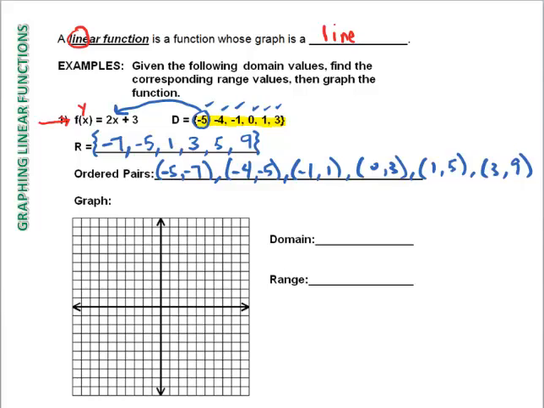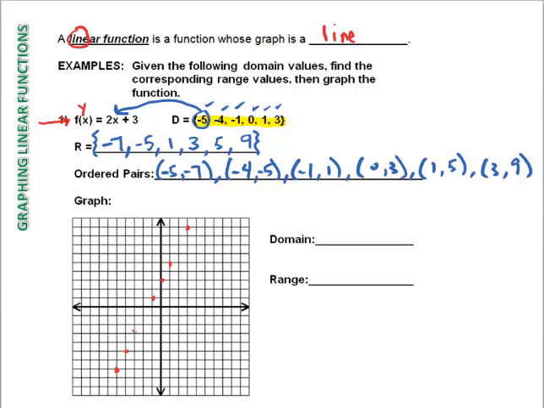Now we're going to graph each of these ordered pairs. So -5, -7: 1, 2, 3, 4, 5 over, 1, 2, 3, 4, 5, 6, 7 down. Then -4, -5. -1, 1. 0, 3. 1, 5. 3, 9. Alright, so I've got all these points graphed.